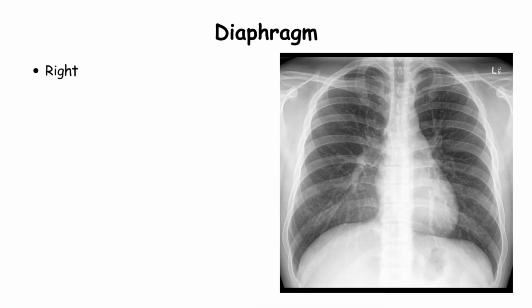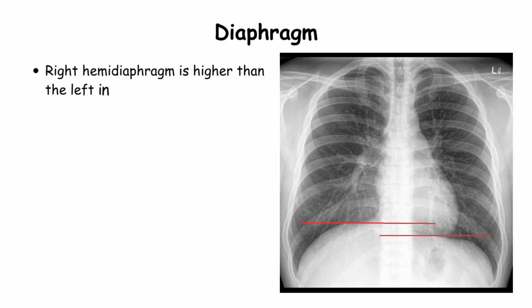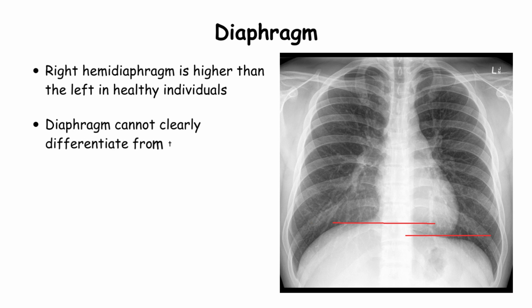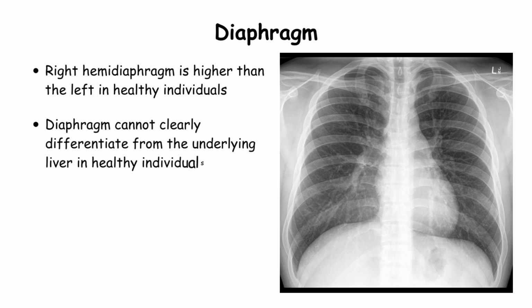In the diaphragm, the right hemidiaphragm is usually higher than the left. In a normal X-ray, you can't clearly define the diaphragm from the underlying liver. If you can differentiate the diaphragm from the underlying liver, you should suspect air under the diaphragm and should ask for senior help.